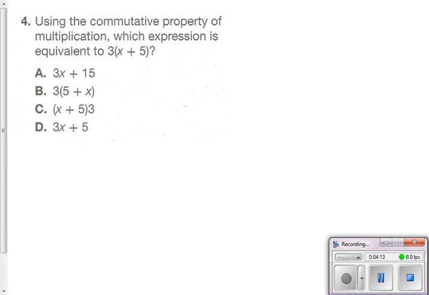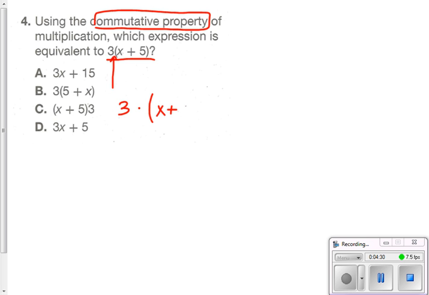Example 4 says using the commutative property of multiplication, which expression is equivalent to the one given. Remember, commutative is a flip. You can flip things around when you multiply. What's being multiplied here? Well, the 3 is being multiplied into this group. So you need to flip things around. Well, where's the flip taking place? Right here. They have x plus 5 listed first. That is being multiplied into the 3. So things are flipped around. Commutative property. This will conclude Standard 8232.